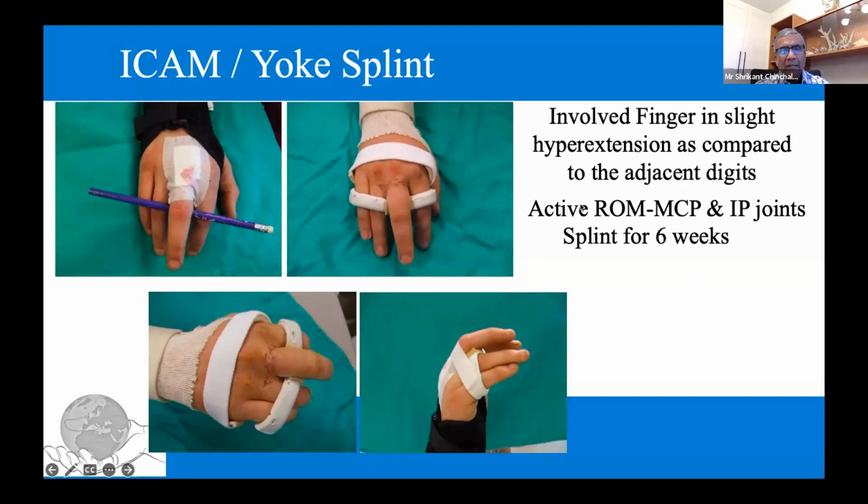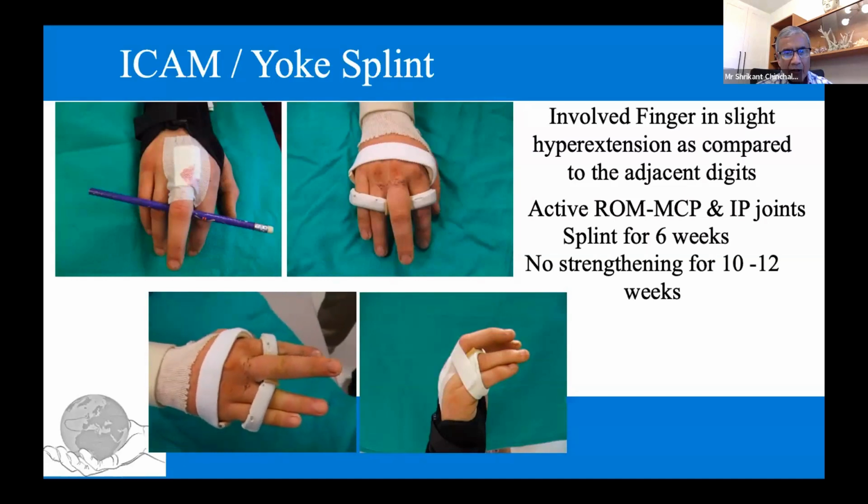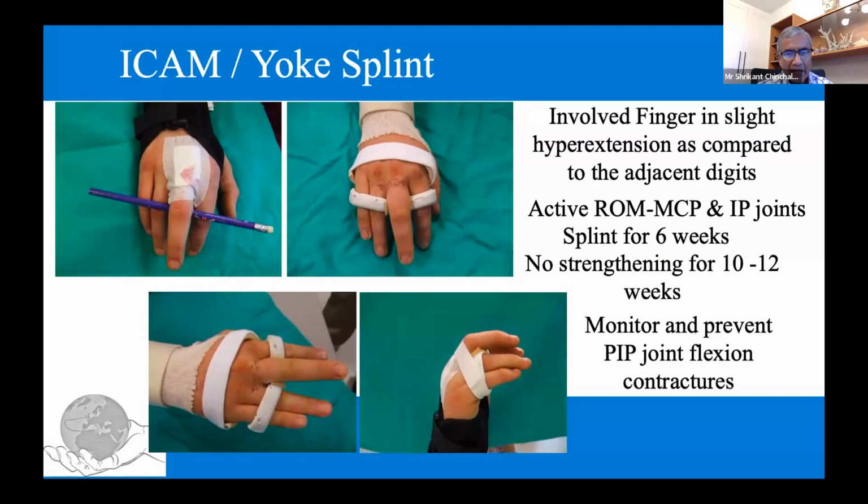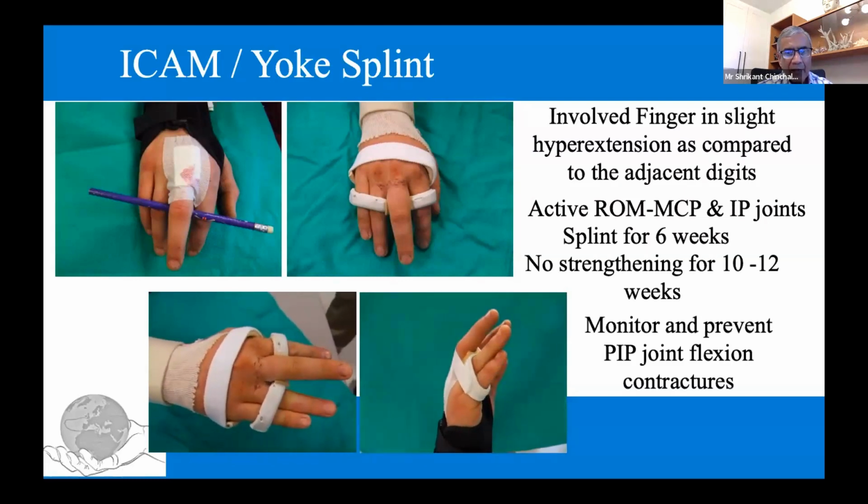So the involved finger is kept in slight hyperextension as compared to the adjacent digits. That is the principle, provided they have the presence of the juncturae tendinum in order to provide external or adjacent support. And then you begin with active range of motion of the MCP and IP joint. The splint is used for a period of about 6 weeks. My recommendation is not to attempt any strengthening for at least a good 10 to 12 weeks, and these are based on tendon studies. And it's important that we monitor and prevent PIP joint flexion contractures in every situation.